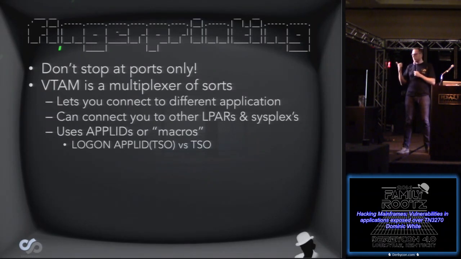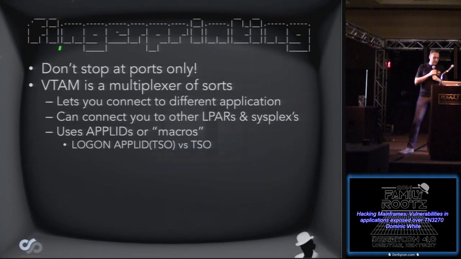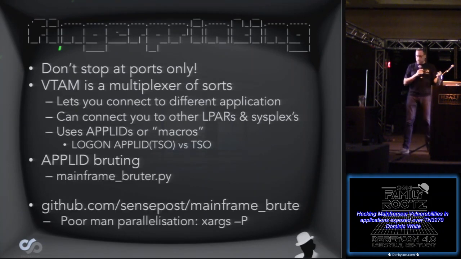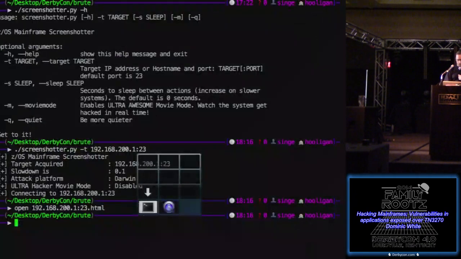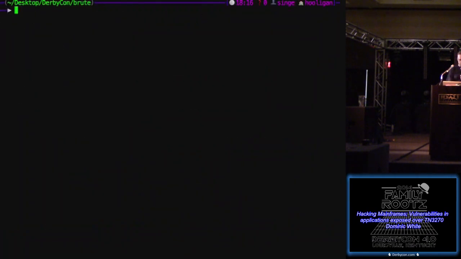So the first thing I did was write an Apple ID brute forcer. It's probably a stupid idea, but I didn't have any other ideas at the time, and it actually worked quite well. I've collected tons of application IDs from looking at public mainframes. It turns out tons of people leave their mainframes on the internet. So I grabbed all the application IDs from their menus, and I also looked through a ton of IBM documentation.